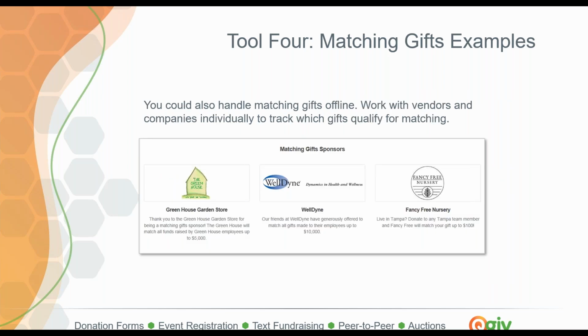We do see very frequently in a lot of these peer-to-peer events that people work with offline matching gifts. So a lot of that will work. Say here, the Greenhouse Garden Store has matched all funds from their employees up to $5,000. You would handle that offline, but this is a great way to recognize offline partners. So this happens all the time with peer-to-peer events, and this is a really fun way to, one, partner with people in your community and then kind of boost your fundraising.